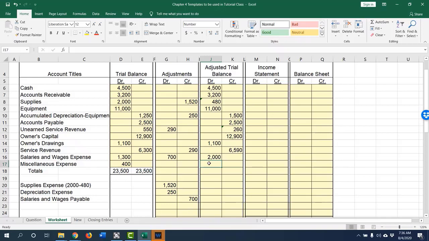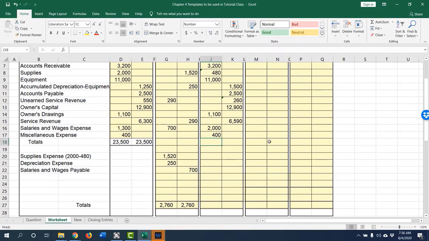Next one is a simple one, miscellaneous expense, and this expense didn't change during the adjusting entry process. So the balance will be on the debit side and the value will be the same. Got it? Okay, great.